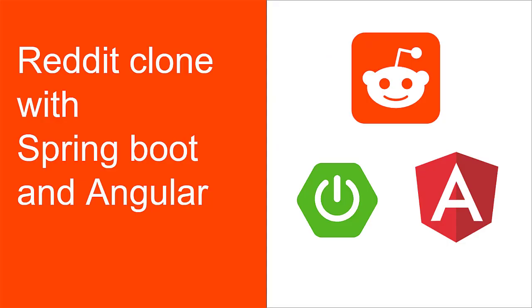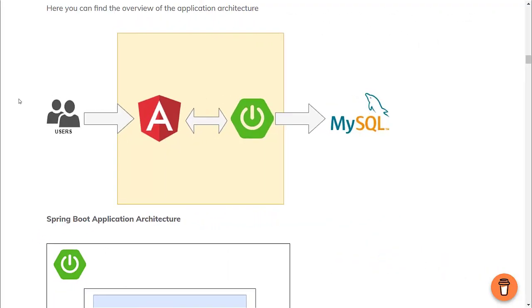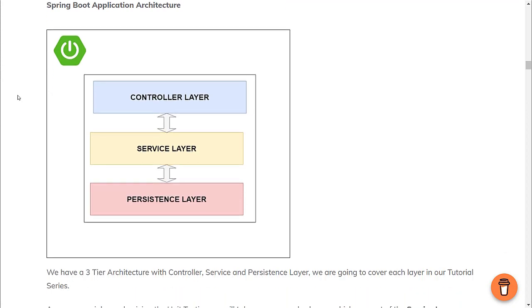We're going to take the Reddit clone application we built in the previous tutorial as an example project for this video. You can find the tutorial and also the source code for the Reddit clone application in the description section. If you check the architecture diagram of the Reddit clone application, it is divided into three layers. We have the controller layer where the REST controllers are stored, and in the service layer we have the business logic of the application, which is stored in the services.